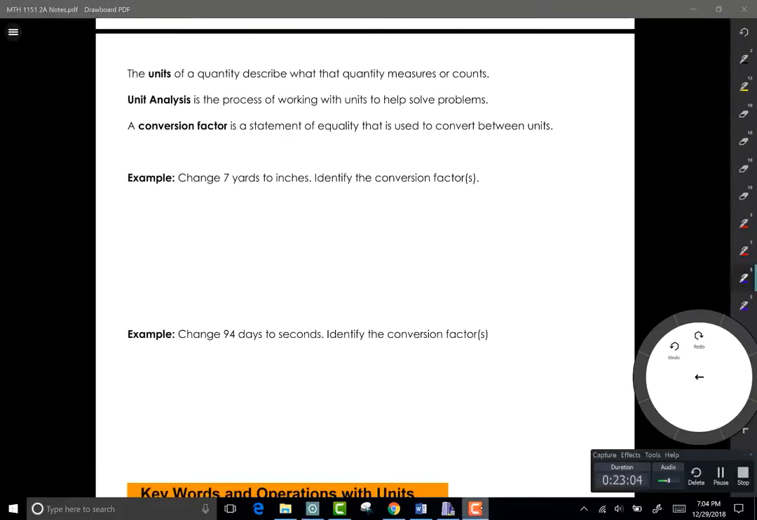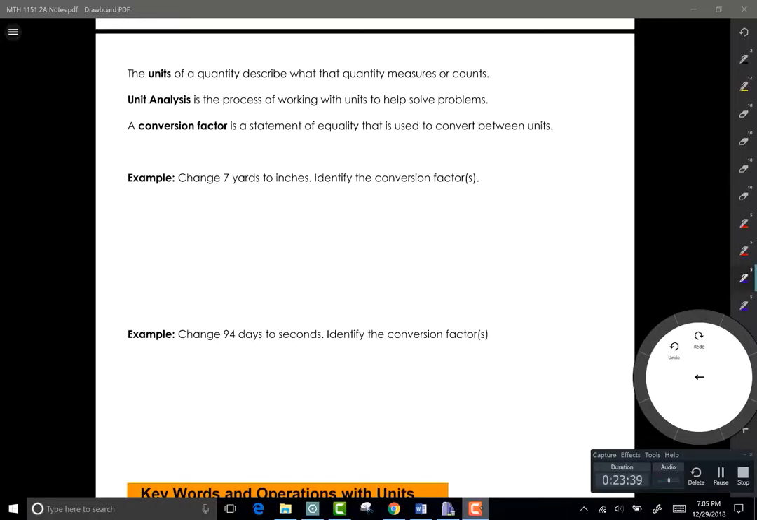Okay, so now that we did a very brief review of fractions, we can now get into the unit analysis part of this section. So just to recap what we talked about at the beginning of the video, we talked about units being a quantity that describes what the quantity is measuring or counting, like 3 apples or 3 hours. The apples and the hours are the units because they describe what the 3 represents, okay? And then unit analysis is the process of working with the units to help solve problems.